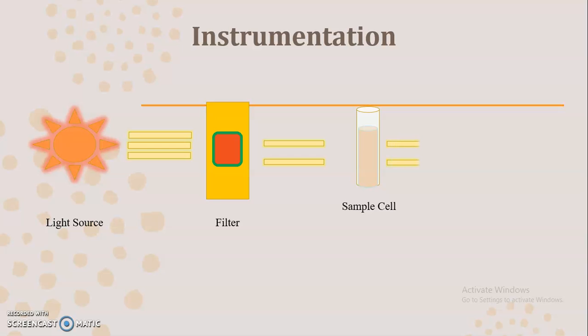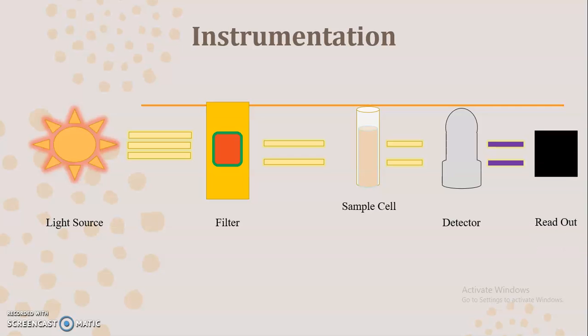Through this sample cell solution, some amount of light will pass through or be transmitted, and it will go to the detector. The amount of light passing through the sample cell will be detected by the detector and amplified. The radiation coming from the detector will go toward the readout system, which will carry out the amplification of the result, and it will be recorded.